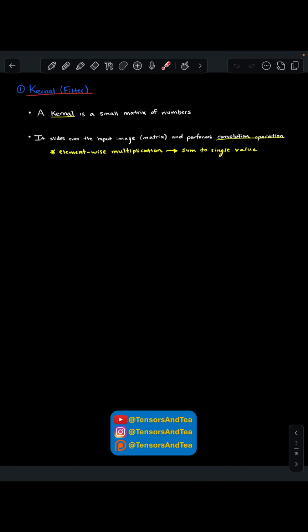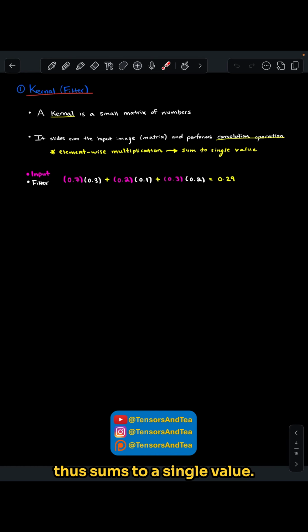Kernels are one of the most important components in convolutional neural networks. A kernel is a small matrix of numbers, and it slides over the input image or a matrix and performs convolution operations. A convolution operation is an element-wise multiplication that sums to a single value.